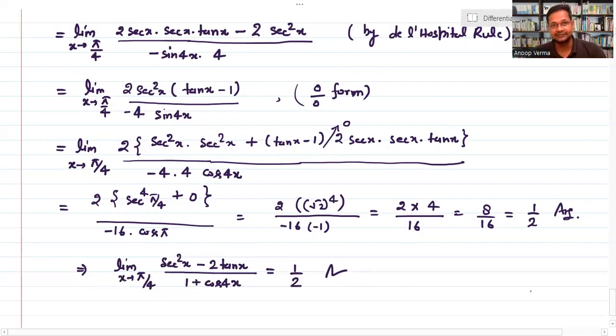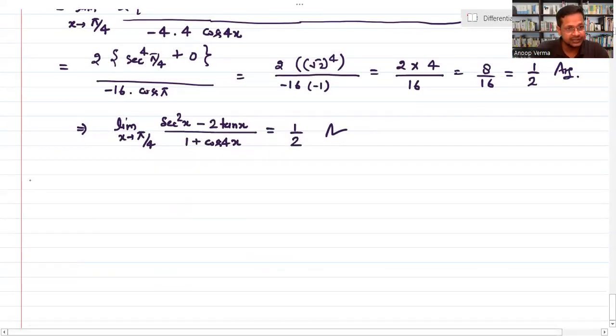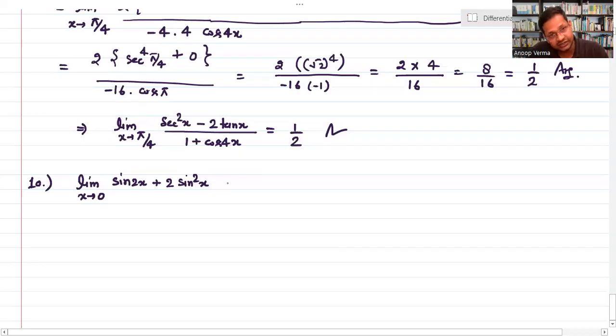Next, question number 10. Let's solve question number 10. So what is question number 10? This is limit x tending to 0 of sin 2x plus 2 sin square x minus 2 sin x divided by cos x minus cos square x.